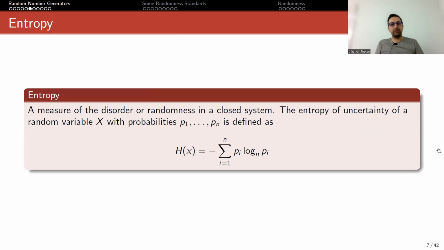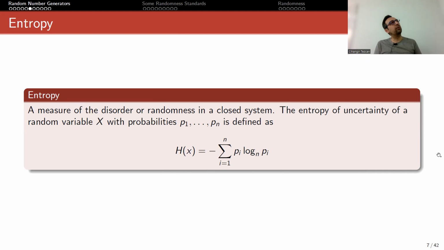Okay, so let's talk a little bit about entropy. Entropy is a measure of the disorder or randomness in a closed system. Actually, in a different definition, it also measures how much information something has. So the entropy or uncertainty of a random variable X with possible outcomes with probabilities p1 to pn is defined as the following formula H(X), where you simply multiply the probability with the logarithm of that probability, okay? And you sum this over all outcomes, okay?